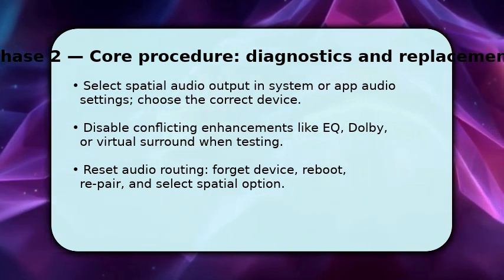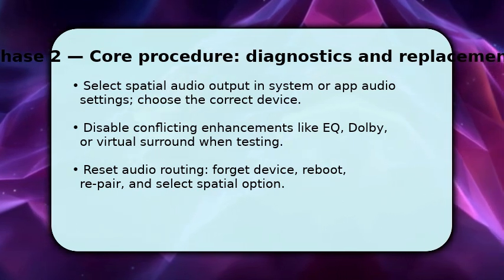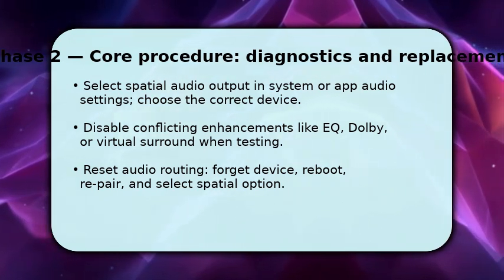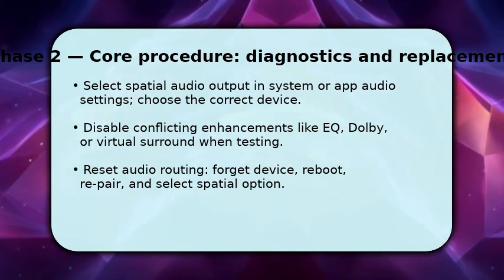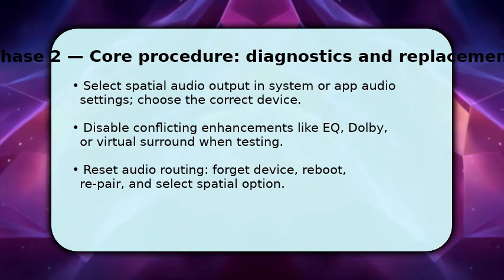After that, forget the Bluetooth device, reboot your device, and repair. Once reconnected, reselect the spatial option. These steps reinitialize audio routing and clear conflicts that prevented availability.